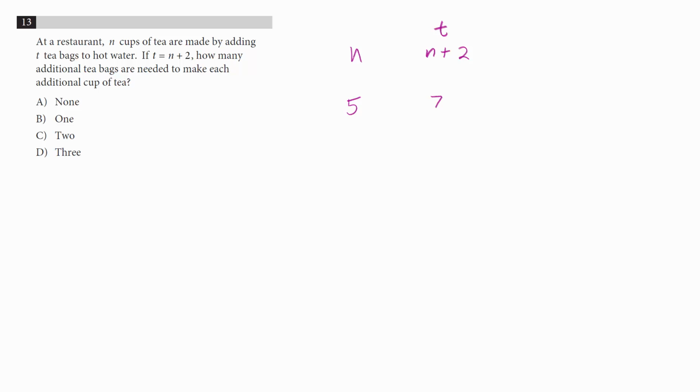If we want to add just one more, if we want to make one more cup of tea, that means 6 plus 2 tea bags, which means 8. So when n goes up by 1, t also goes up by 1. How many additional tea bags are needed? Just one. Option B.